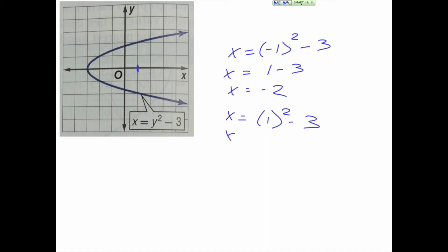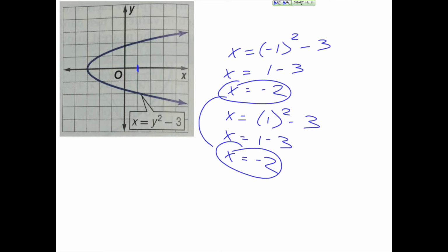Okay, if I plug in 1, I get x equals 1 minus 3, and I also get negative 2. So I plugged in opposite y values, but what did I get as an x? Negative 2. The same x value. So when you plug in opposite y values and get the same x value, that's how you tell if you have x-axis symmetry. So again, plug in opposite y values, get the same x value, that verifies that you have x-axis symmetry. We don't care about the negative 2, we just want these two numbers to be the same. If those two end up being the same, that means you have x-axis symmetry.